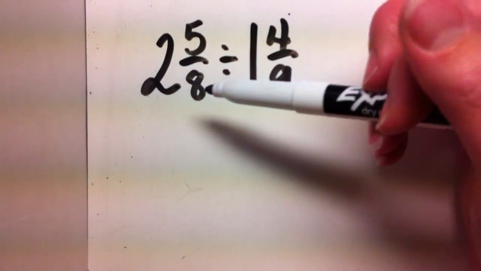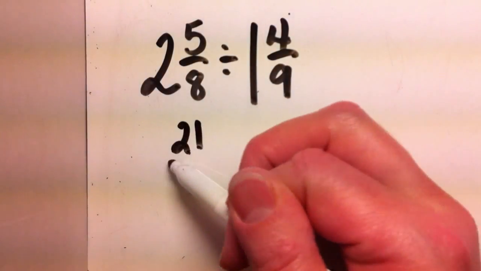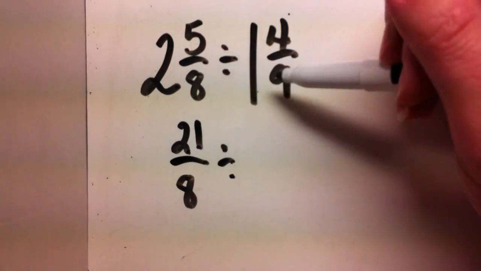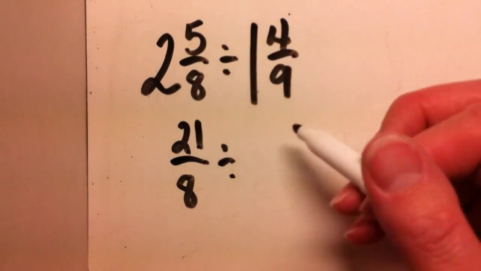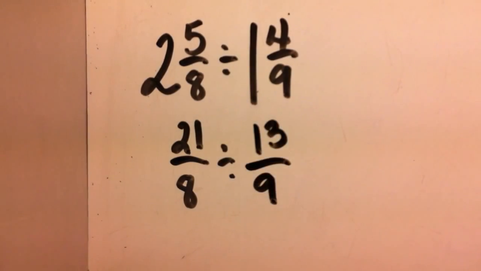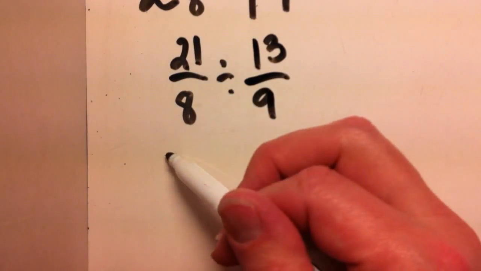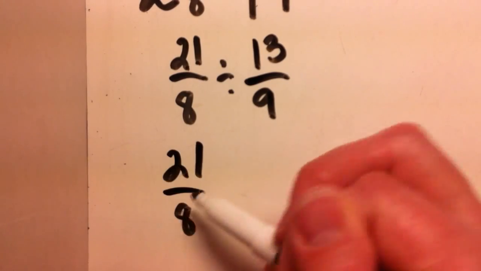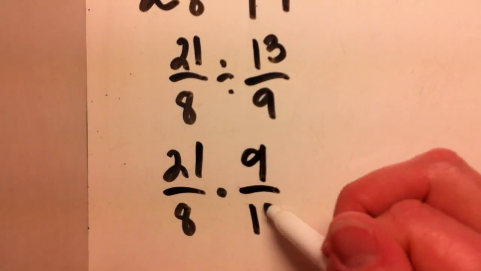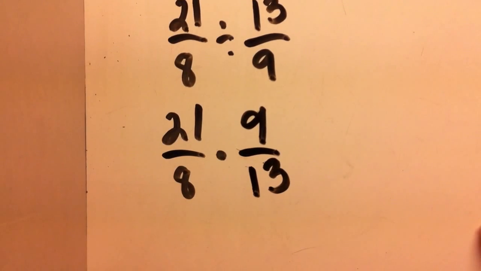So 8 times 2 is 16, plus 5 more is 21 over 8. I'm going to go ahead and leave this as division until I rewrite it. So 9 times 1 is 9, plus 4 more is going to be 13 over 9. Now I'm going to rewrite it. So the 21 over 8 stays the same. This changes to multiplication and of the reciprocal. So flip it upside down, 9 over 13.